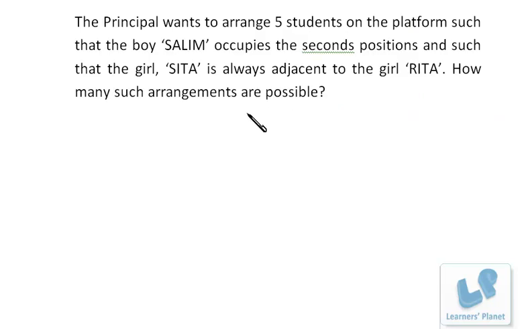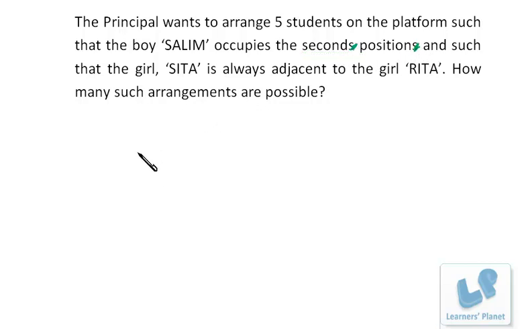Now, let's see this question. The principal wants to arrange 5 students on the platform such that the boy Salim occupies the second position and such that the girl Sita is always adjacent to the girl Rita. How many such arrangements are possible?